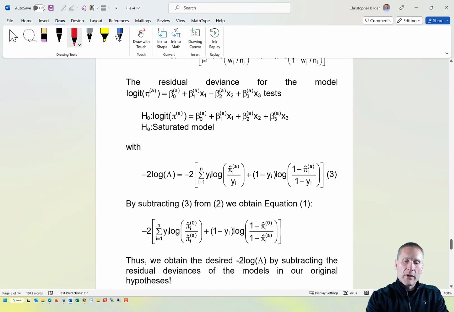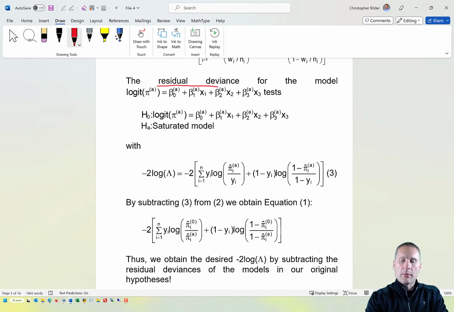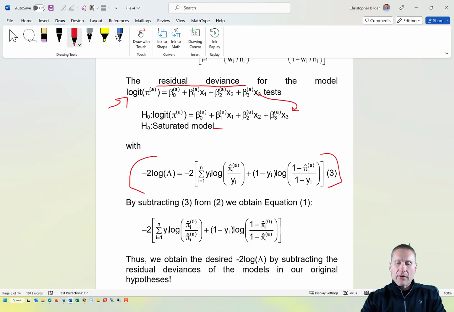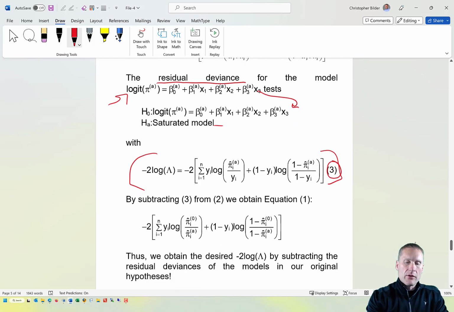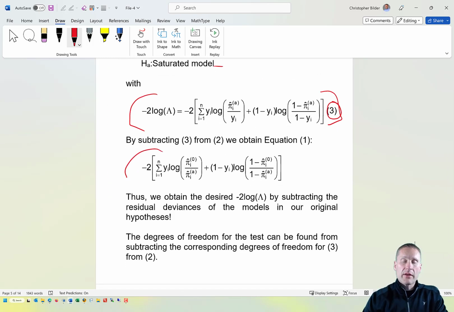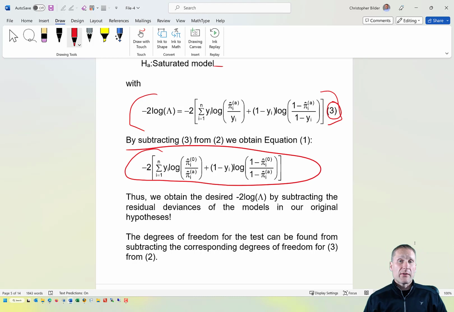Now, if we also look at the residual deviance for this particular model of interest, that becomes my null hypothesis model. My alternative hypothesis model is a saturated model. And I could form, once again, my negative 2 log lambda statistic with that. Now, if I were to take this model that's denoted by, let's say, equation 3, and then subtract from it equation 2, see if you can do that on your own, you will get this as your negative 2 log lambda statistic.